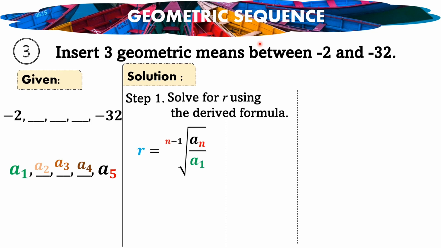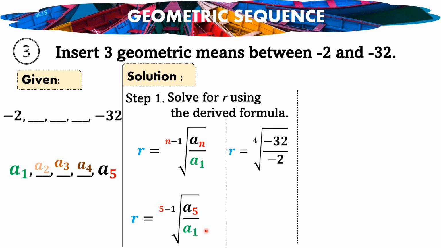R is equal to the n minus 1 root of a sub n over a sub 1. N here is 5 because a sub 5 is the fifth term. Of course, we have the 5 minus 1 root of a sub 5 over a sub 1. Then we have r equals, 5 minus 1 is 4, the fourth root of negative 32 over negative 2. r is equal to positive negative 2. Take note that if the root is even, there are two possible roots, a positive and a negative root.